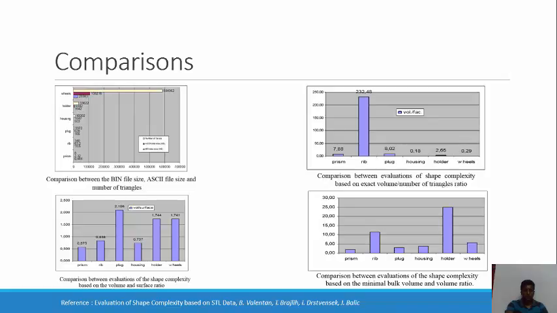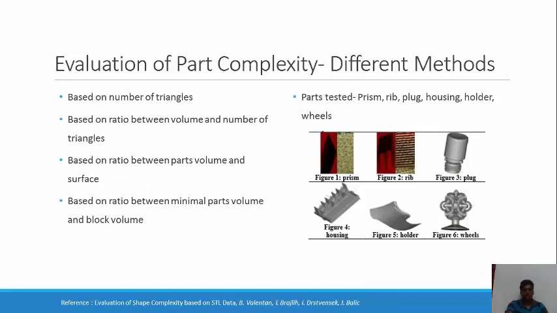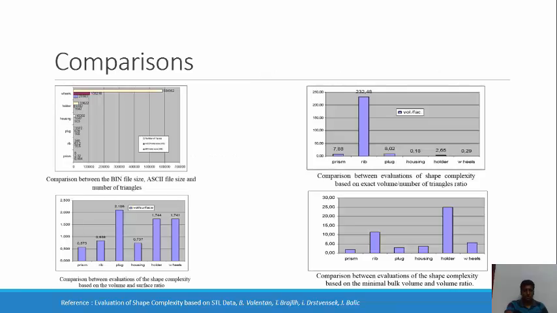So the third method is evaluation of shape complexity based on the ratio between part's volume and the surface. So this is a comparison, the left bottom corner. Another evaluation of shape complexity based on STL data can be made based on the volume to surface ratio. Calculations are made for both the exact volume and the block volume. Volume to surface ratio basically describes the quantity of curved or free-form surfaces in a part. It also points out the difference between thin-walled and bulked parts.